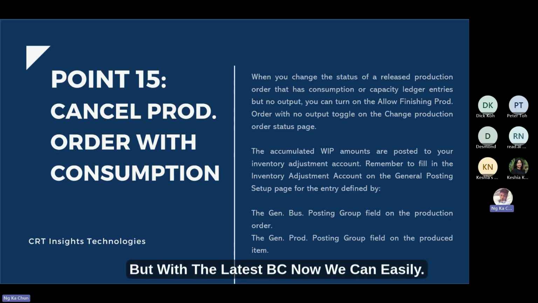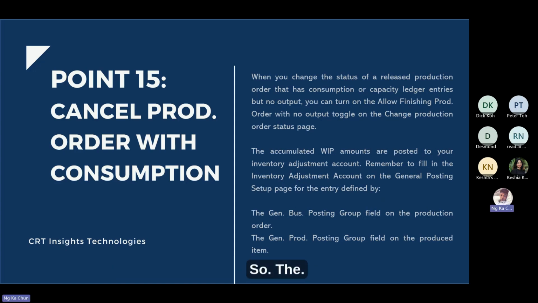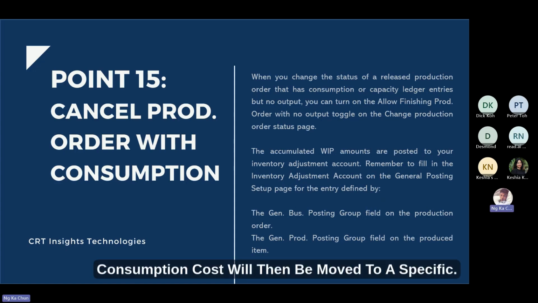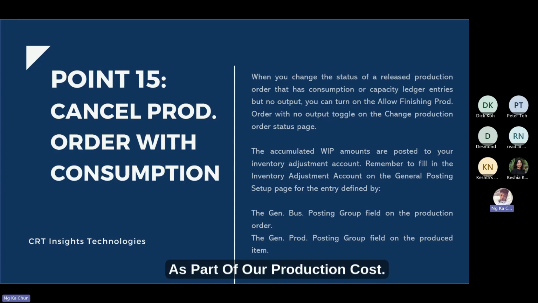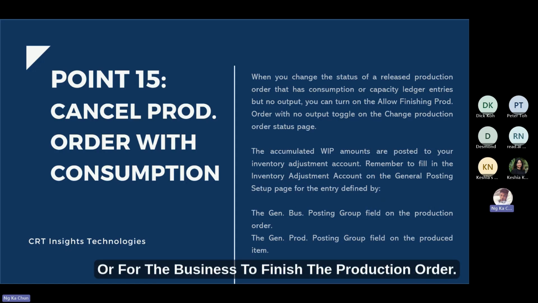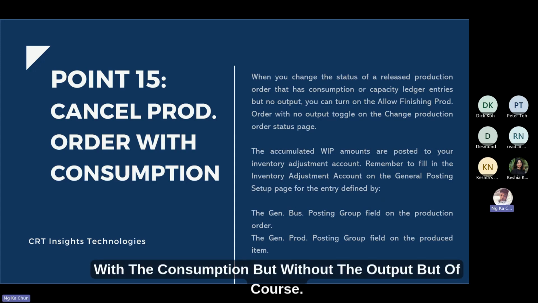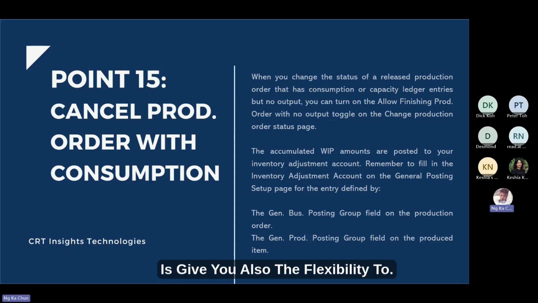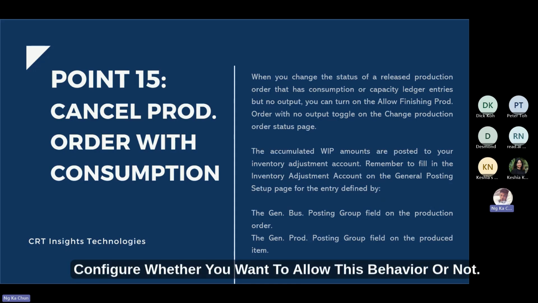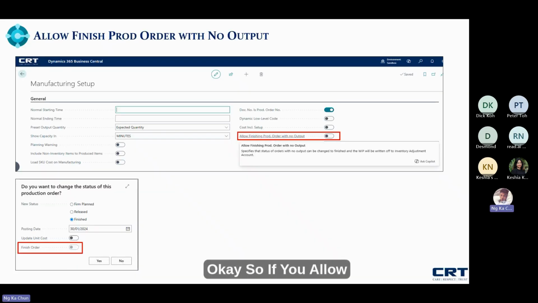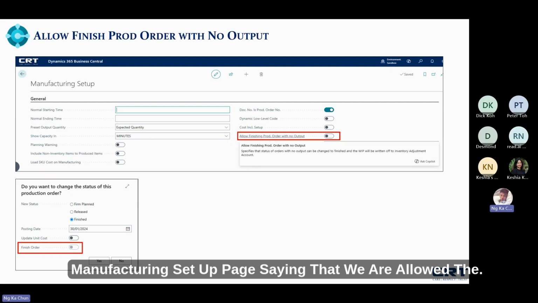But with the latest BC, now we can easily cancel our production order even with the consumption. So the consumption cost will then be moved to a specific adjustment account as part of our production or manufacturing cost. So it gives the flexibility for the user or for the business to finish the production order with the consumption but without the output. But of course, it also gives you the flexibility to configure whether you want to allow this behavior or not. If we allow it, the system admin can set up in the manufacturing setup page that we are allowed to finish a production order without the output.